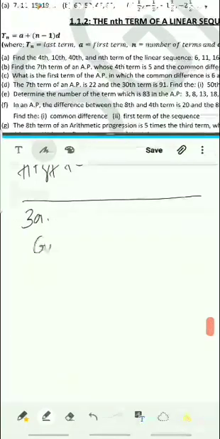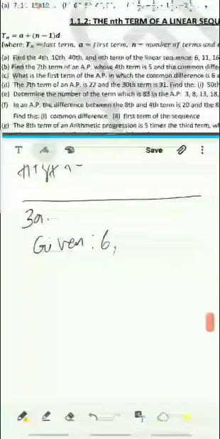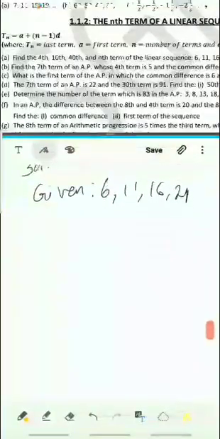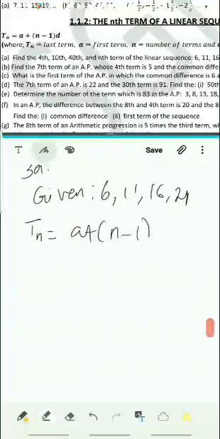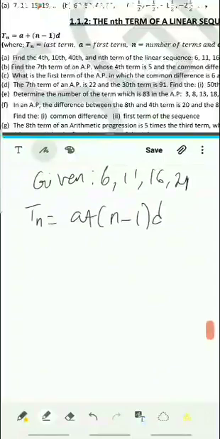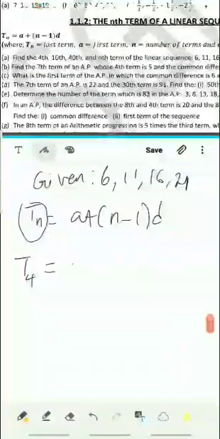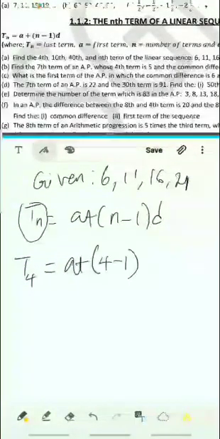So we are given 6, 11, 16, and 21. We want to find the 4th term. What you just do is use the formula Tn equals A plus n minus 1 D. In this case, the Tn of interest is T4, the 4th term. That will be A plus n, how many terms now? 4 terms. 4 minus 1, then D.